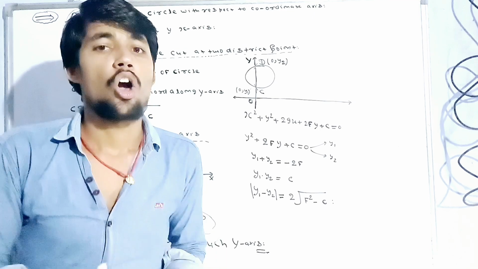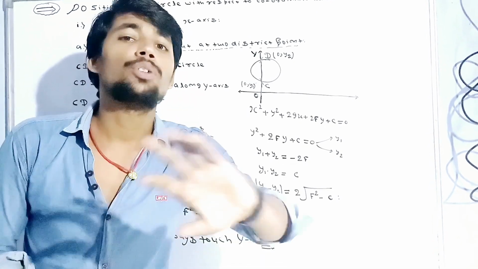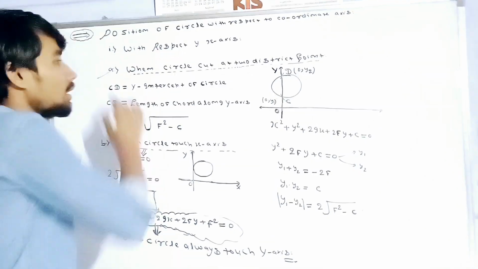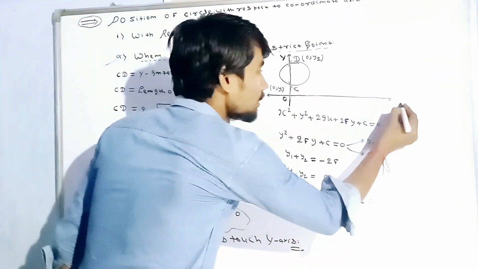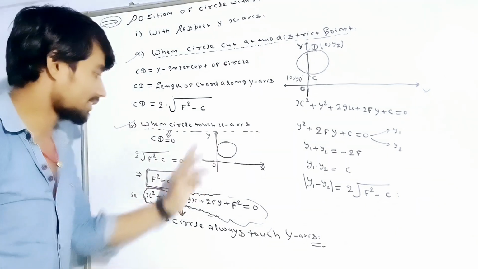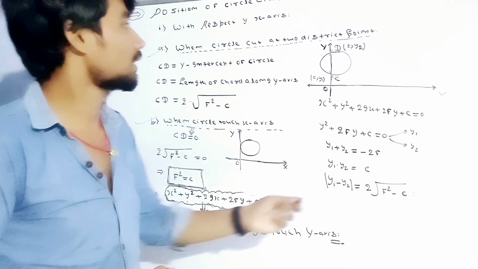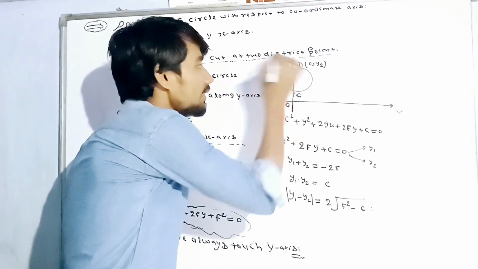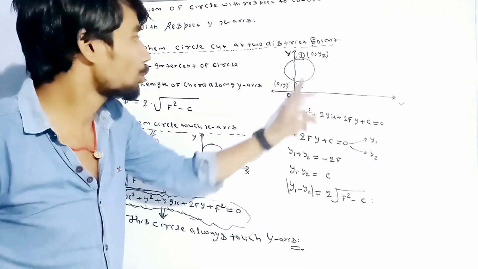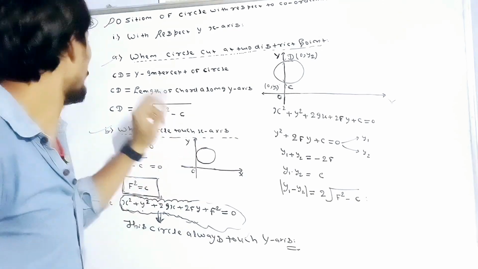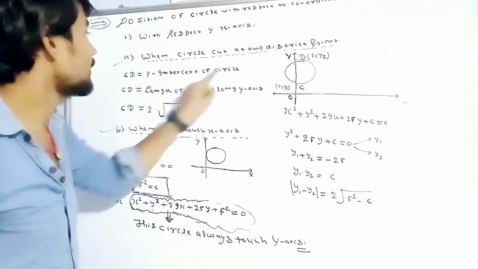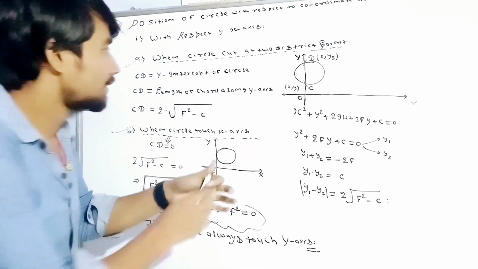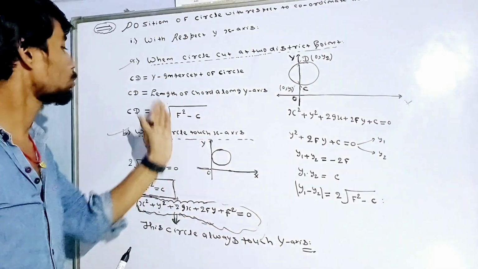Now I discuss the position of the circle with respect to the y-axis. In this case, there also exist two cases: when the circle cuts the y-axis at two distinct points, and when the circle touches the y-axis. Now, case first, when the circle cuts the y-axis at two distinct points, let me assume that the points are C and D, and the coordinate of C is 0, y1, and the coordinate of D is 0, y2. Now, CD is called the y-intercept of the circle, the length of the chord along the y-axis. And this length is 2 times under root f square minus c.